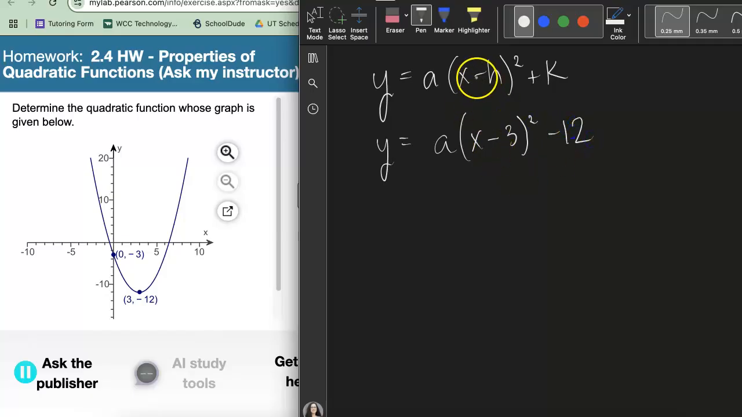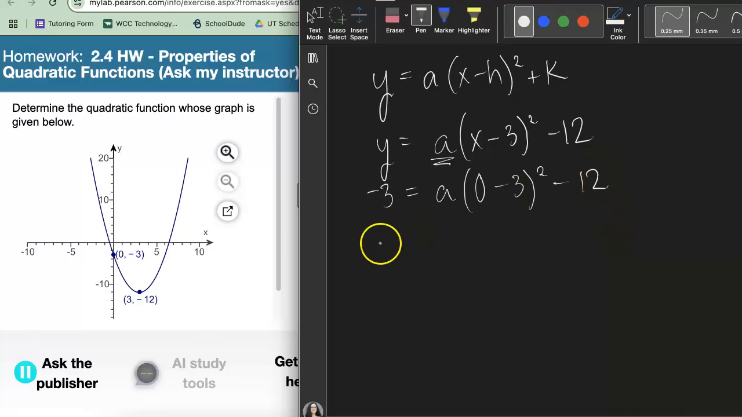Now notice in the vertex form there's a subtract h, so I keep that as x minus 3 whenever I substitute that value. Now here I still don't have the full vertex form. I still need to find out what a is, and this is where that second point will help us out. So we know that this point makes the equation true, and it is an xy ordered pair, so we're going to substitute 0 in for x and -3 in for y and solve this equation for a.